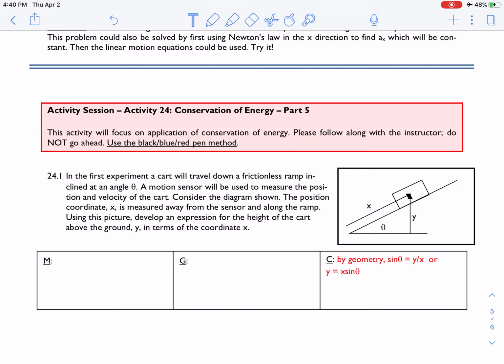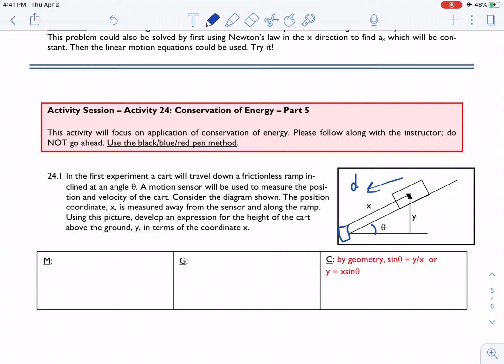Again, it's an experiment. A cart will travel down the frictionless surface. So this displacement is down the incline, and the angle theta is given. Again, x and y are given just to show you that little triangle there, and the position coordinate x is measured away from the sensor, so the sensor is right here and along the ramp. And using the picture, we will develop an expression for the height of the cart.